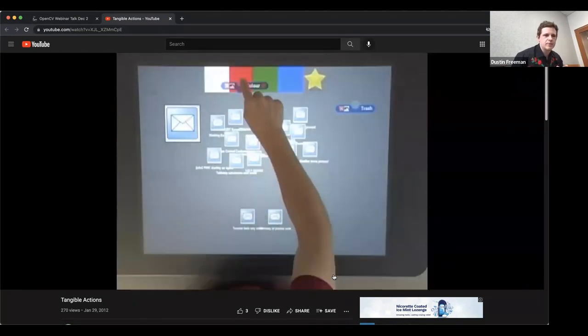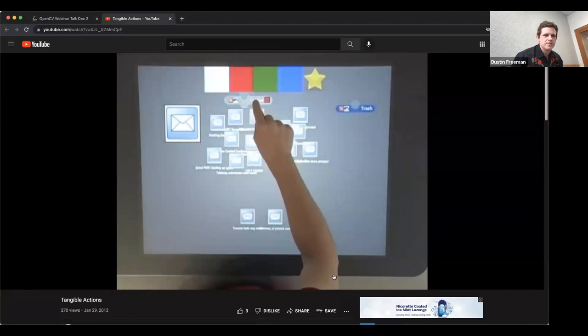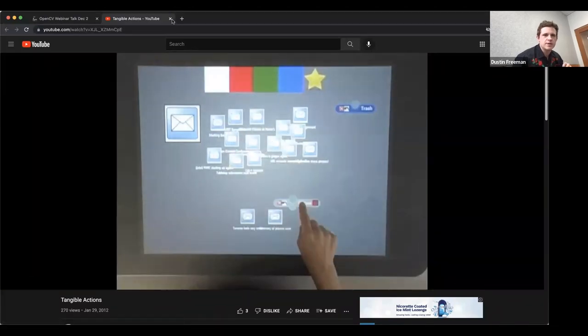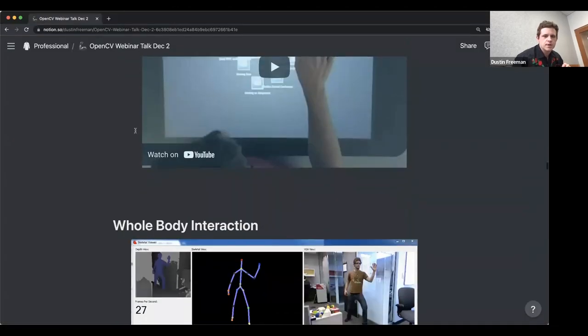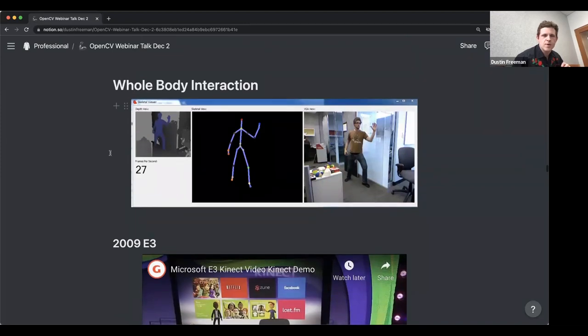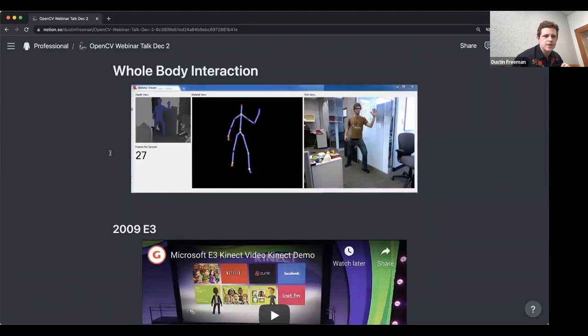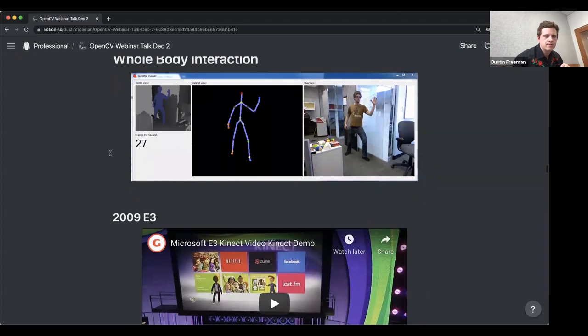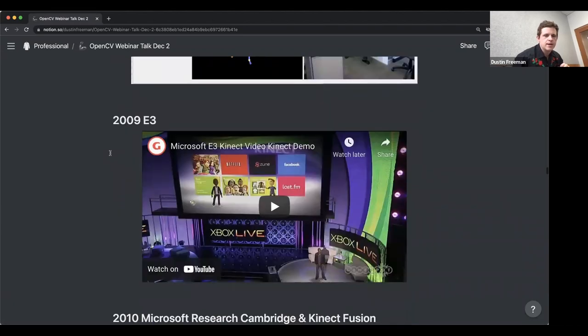I really like The Incredible Machine, obviously. But let's move on to vision stuff. So then I got into whole body interaction, which, when the Kinect came out, the timing was great, just as I was getting kind of like, maybe these tabletop things aren't that exciting.